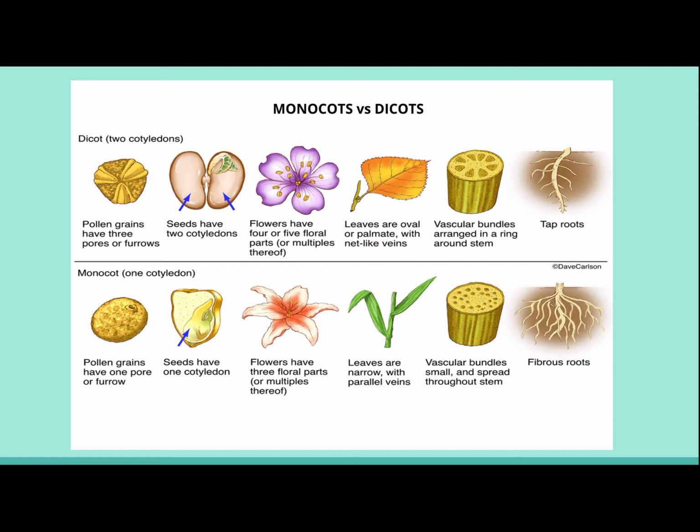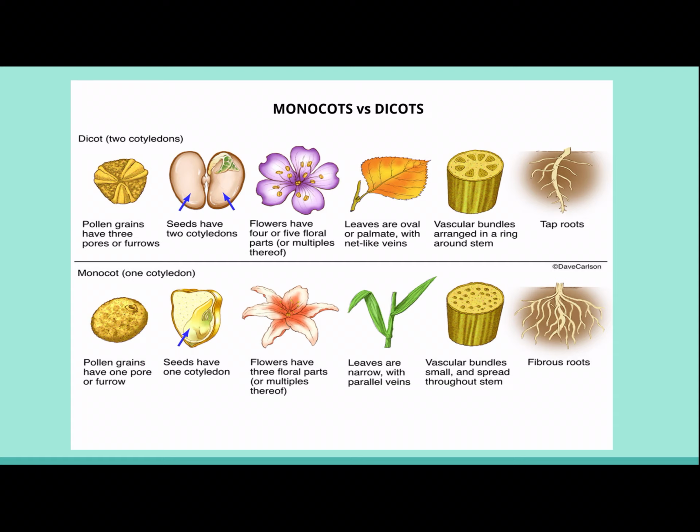The leaves are usually oval or palmate, and they have net-like veins, okay? So it's a netted venation, if you remember the diagrams on the shapes of the leaf and the types of venation that they have, all right? The vascular bundles are arranged in a ring in the stem, so if you have a dicot and you break open the stem, you would see that the vascular bundles are arranged in an orderly fashion in a ring through the stem. And dicots also tend to have tap roots.